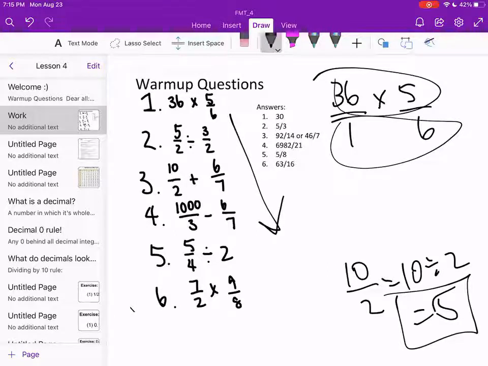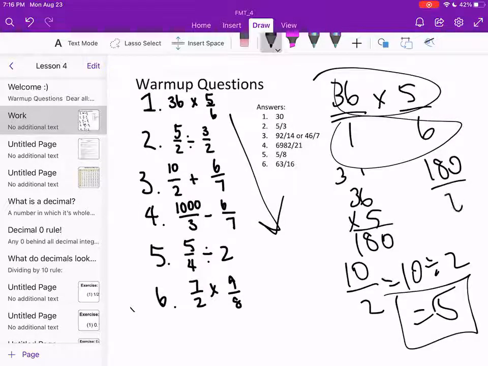So 36 times 5 is going to be 0, 3. 5 times 3 is 15, plus 3 is 18. So you're going to have 180. And then 180 over 6 is going to be 30. So that's a really quick way to solve it.